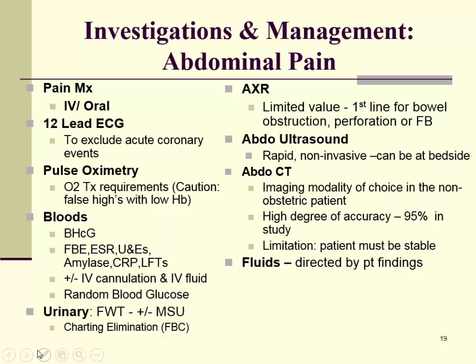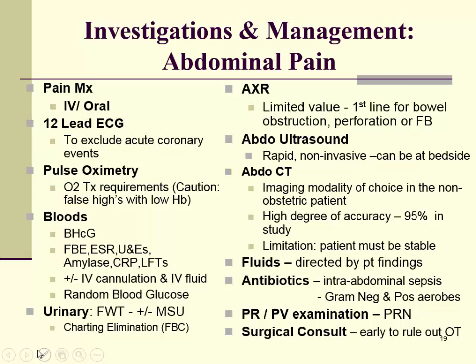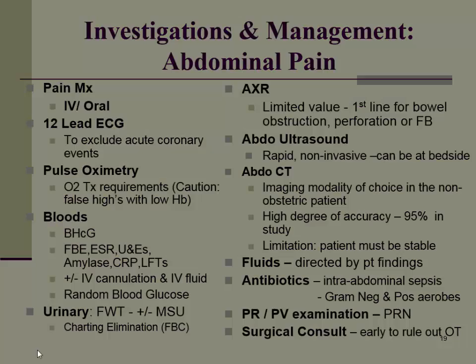And the fluids will be directed by the patient's findings, what you found on their vital signs, how they've presented and how they're responding to any interventions you may have already put in place. Antibiotics may or may not be necessary, and it depends, if there's an intra-abdominal sepsis, then we may actually need some antibiotics. And a PR and PV examination is usually on a PRN basis. And a surgical consult, it's a good idea to get one early to rule out any theatre.